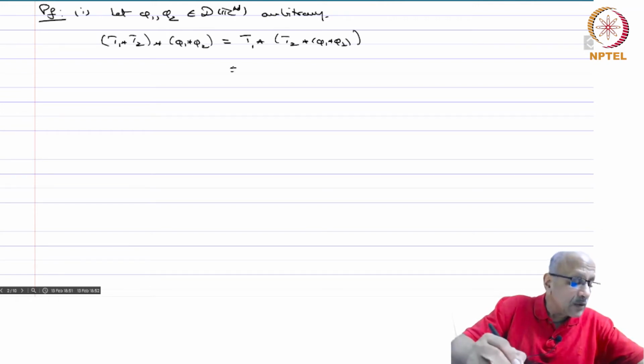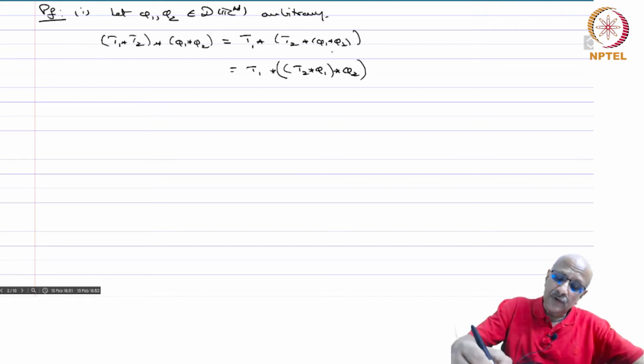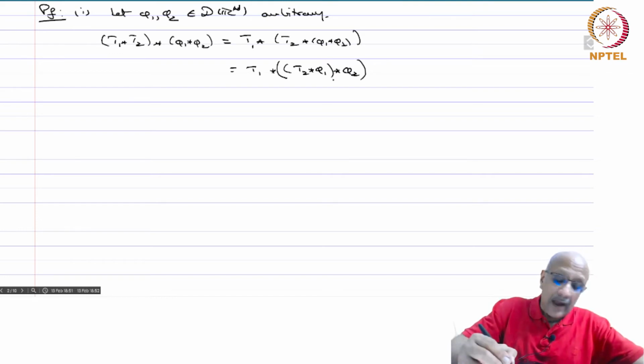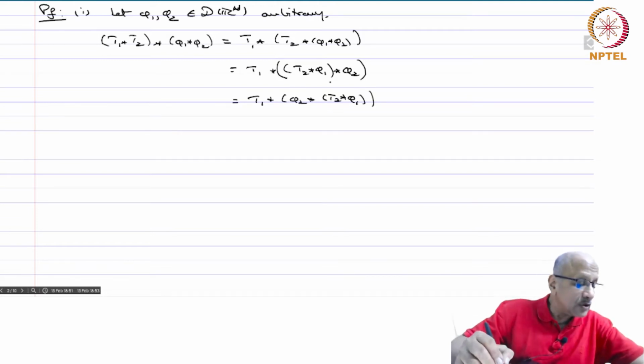Now that is equal to T1 star (T2 star phi 1) star phi 2. Again we have shown this when you have two with compact support and one is a distribution. So you have a distribution and two functions with compact support. So once again I am using this theorem. Now this is equal to (T1 star phi 2) star (T2 star phi 1). I am just using the commutativity of the convolution of functions.